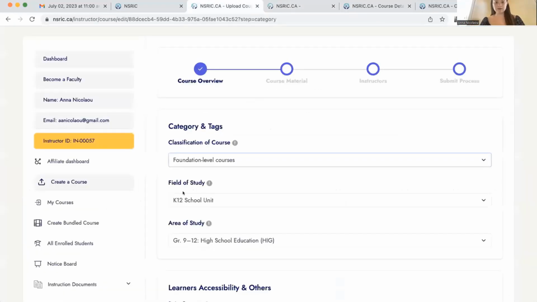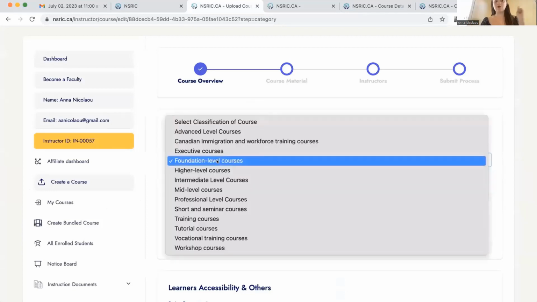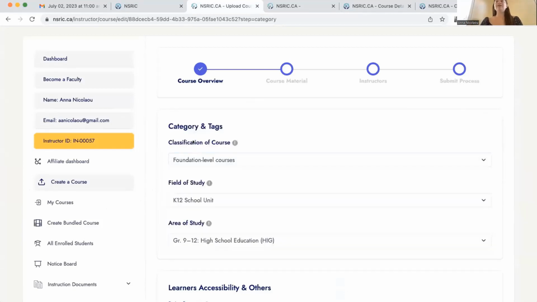All NIST courses, all courses for the K-12 unit, are always foundation level courses. So that's why this one is foundation level. Even if it is a harder high school course, like grade 12 calculus, which is a pretty typical course, I agree. However, we would still classify it as a foundation level course because it is part of the NIST program. It is part of K-12.